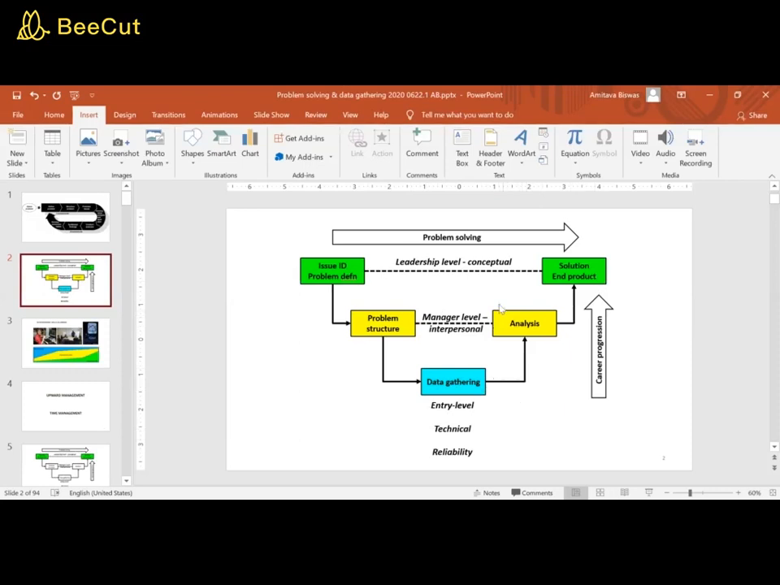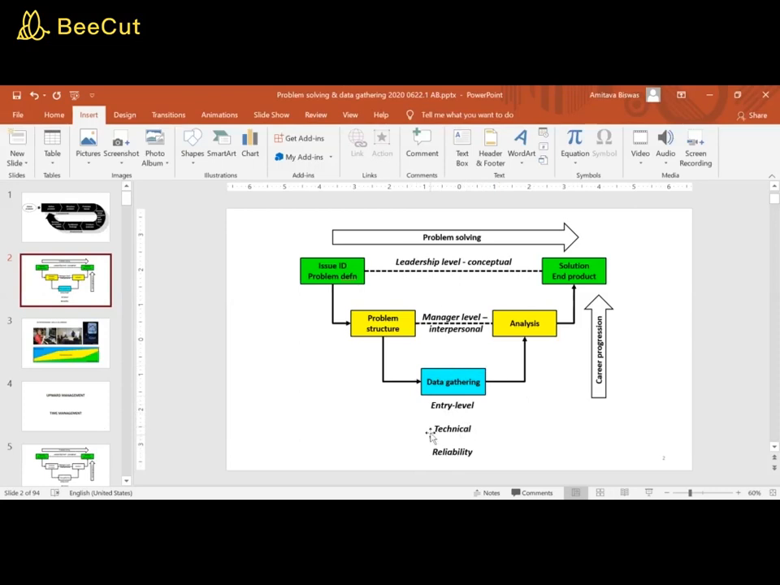And there's also a relationship here. You see the hierarchy here. There's also a relationship here with your career progression, right? Because what happens when you start coming into a situation is you're basically down here. You're at the data gathering area, right? This is the sort of entry level work that we do.